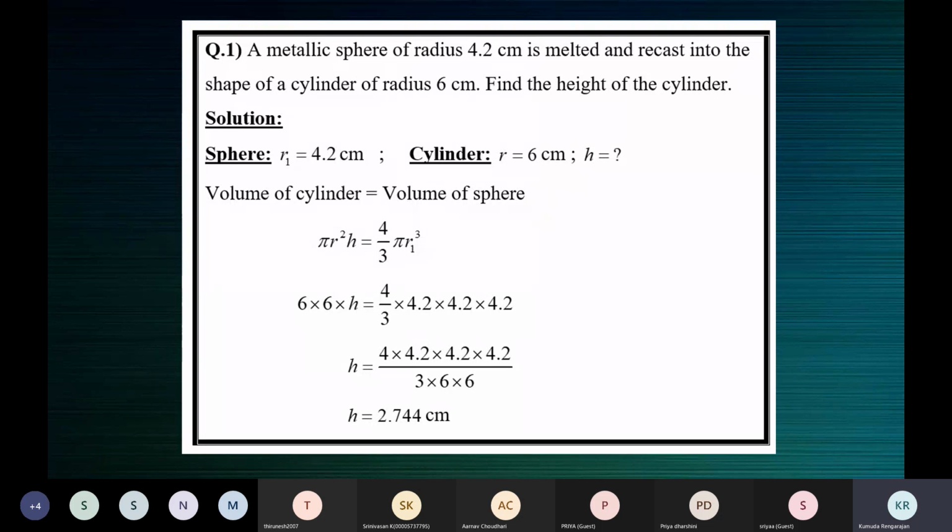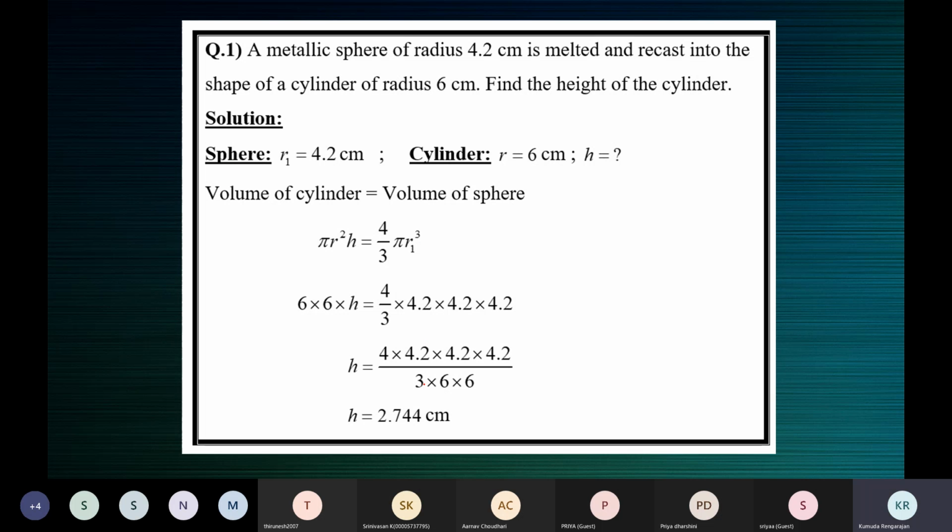Is this over, children? Yes, ma'am. So see, how do you handle the decimal point? If you want, you can write 4.2 as 42 by 10 and proceed. The calculation I'll leave to you. If you don't want the decimal point, you can write 4.2 as 42 by 10. In this case, you can simplify actually.